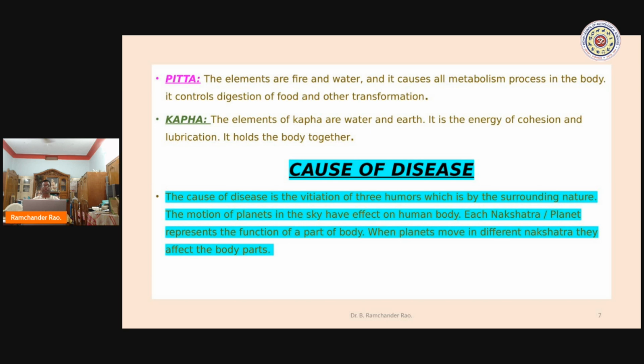If it is not possible, if something is affected, if the planet is bad, then that part of the body will get affected. When planets move in different nakshatras, they affect the body. Planets are going into different nakshatras, so there is a chance of some fault or disorder in that part.